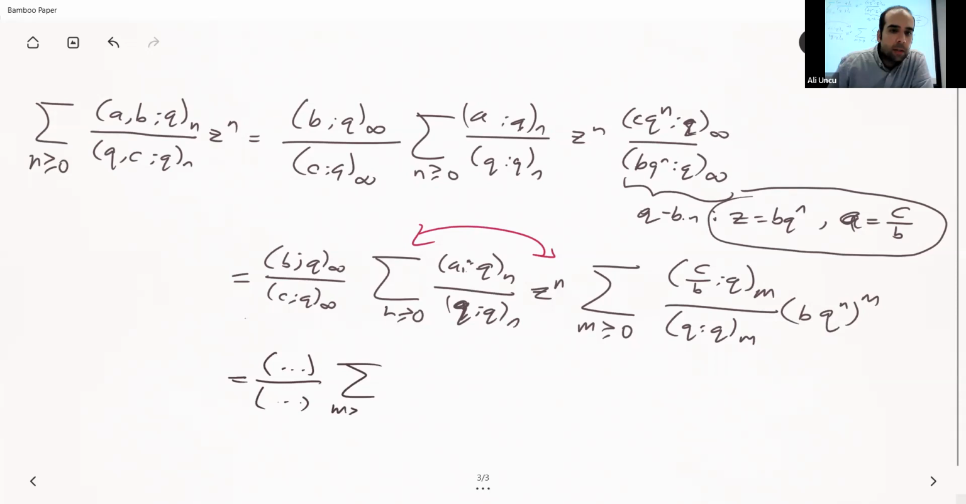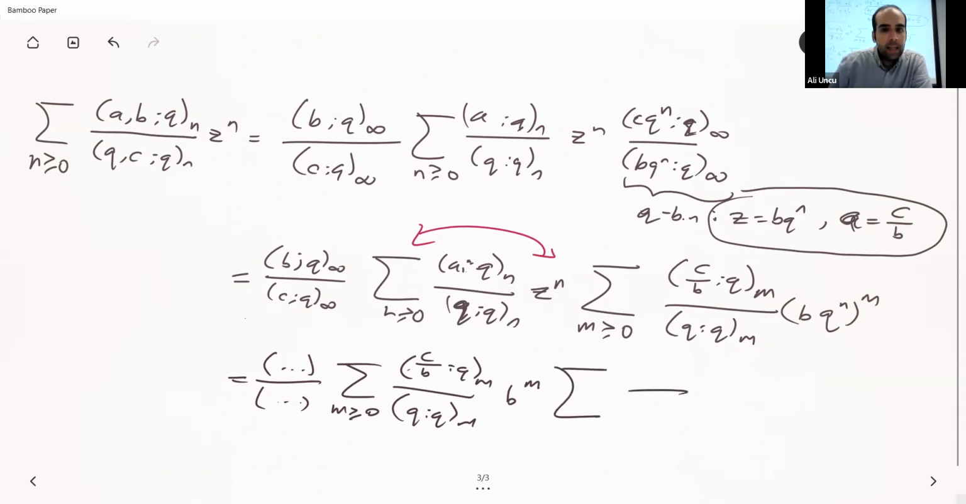Now the m sum is outside. So this term only depends on m. This term only depends on m. I can take them out. (c over b; q)_m over (q; q)_m, that's b to the power m, I can take it out. But this q^n, it depends on n too, so it will stay. That was a great sigma. Now we have the second sum, which is n now, right? So we have (q; q)_n, (a; q)_n, z^n, and the q^m to the power n.